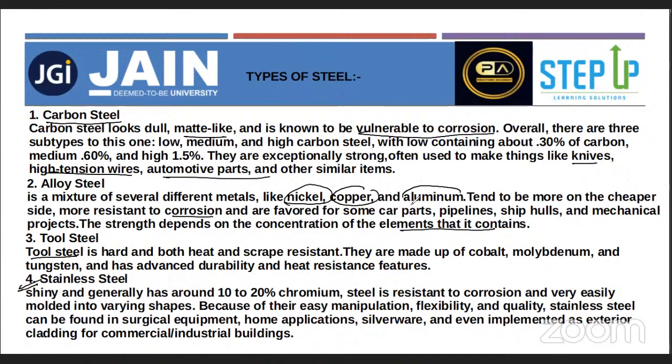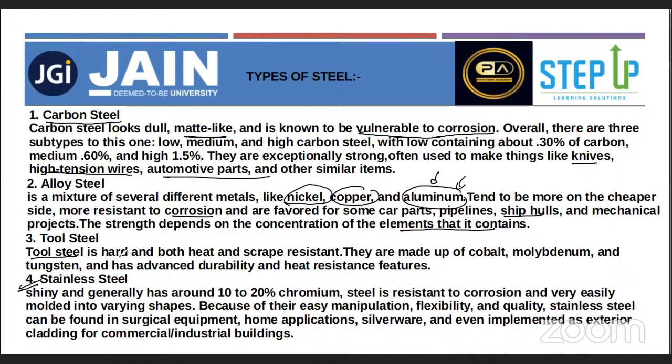Normally, when you put in nickel, it becomes harder. If we're talking about aluminum, it becomes light, but it still has exceptional behavior. Like in pipelines, it doesn't get corroded. Aluminum is used more for ship hulls. Nickel, being costly, is used less. In mechanical projects, we try to use copper more, like in wiring. If you want something not to get corroded, we increase the concentration of copper. So this is how we vary the concentration of these elements.